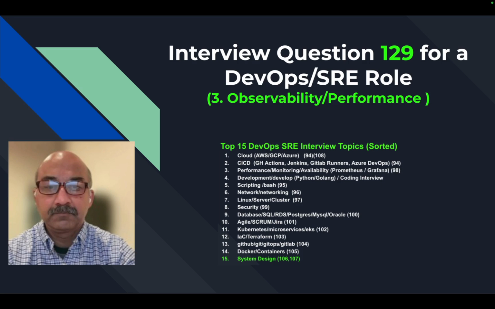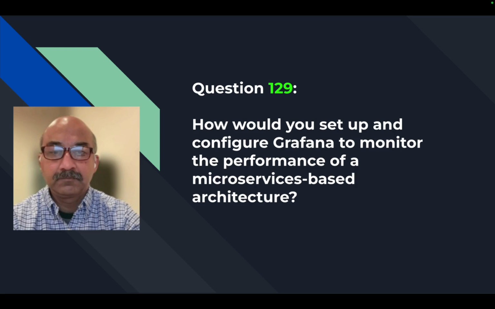Okay, moving on to today's question topic. Today we're going to talk about observability or performance. It is number three, which I was surprised by because I didn't think it should be that high in the list, but it is based on data. So today's question on that topic has to do with the tool Grafana. The question is, how would you configure Grafana to monitor performance of your microservices-based architecture? This question is a little bit misleading, so I will talk about that in just a second.